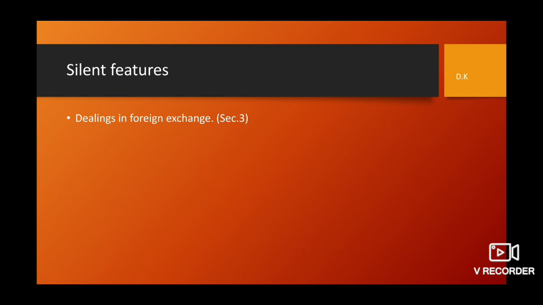As per this act, dealing in foreign exchange is not open to all. As specified, there is a prohibition of dealings in foreign exchange. That means no person shall deal in or transfer any foreign exchange or foreign security to any person who is not an authorized person. Only authorized persons are permitted to do foreign exchange activities.